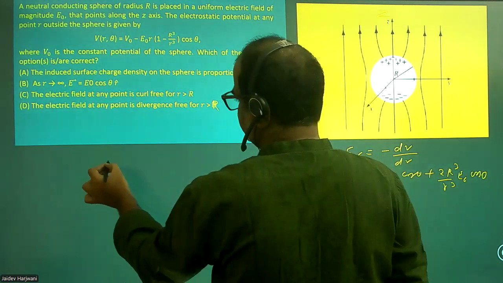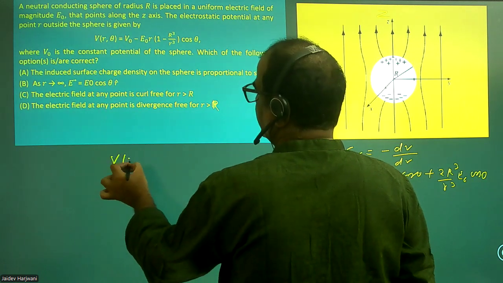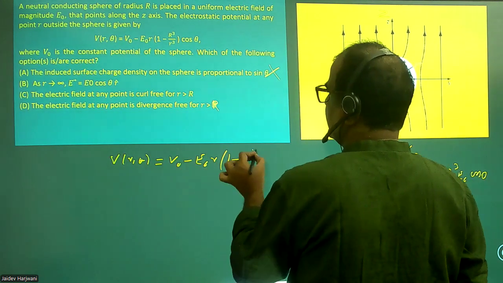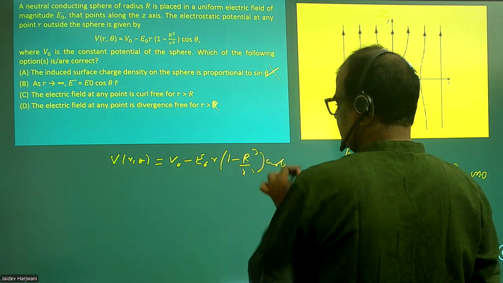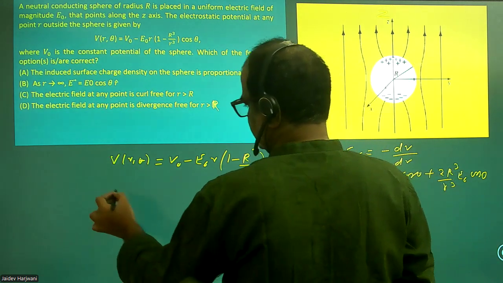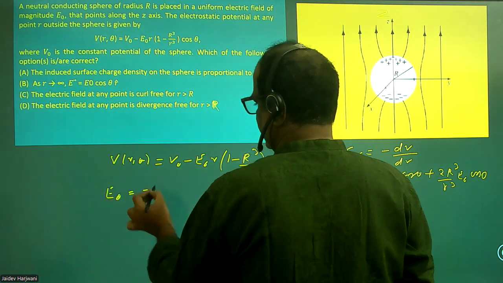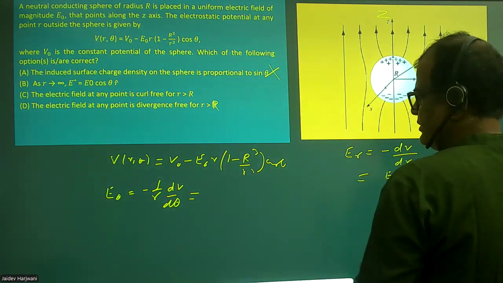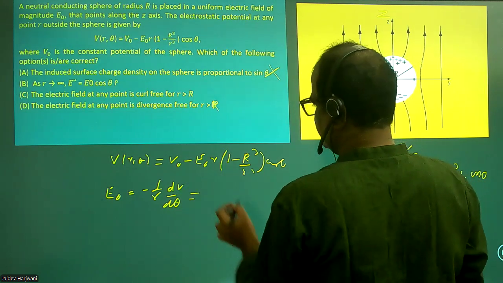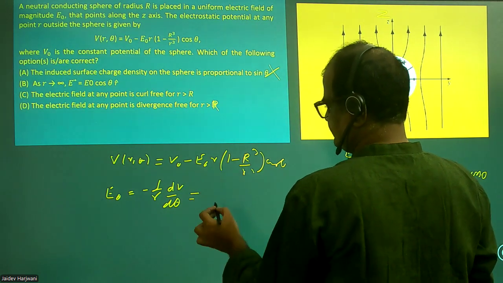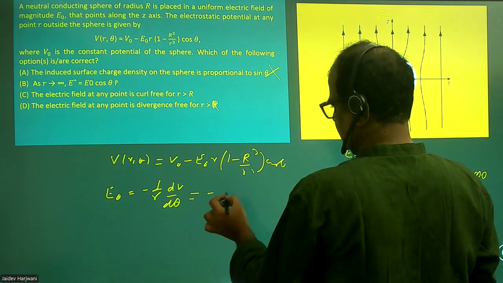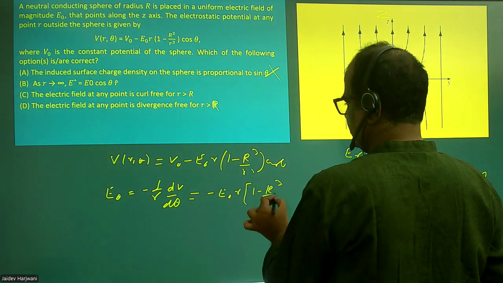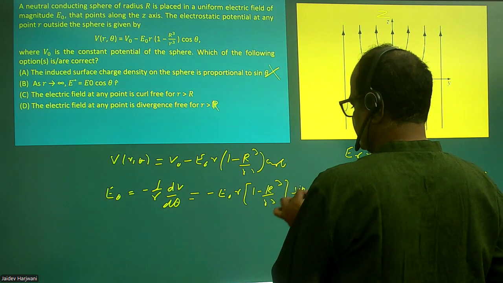Let me again write the expression. We have V(r, theta) equals V naught minus E naught R times (1 minus R cubed upon r cubed) cos theta. Let me calculate E theta now. E theta is minus 1 by r del V by del theta. If I differentiate this, the first term is 0, then you have a minus E naught r (1 minus R cubed upon r cubed) times sin theta.